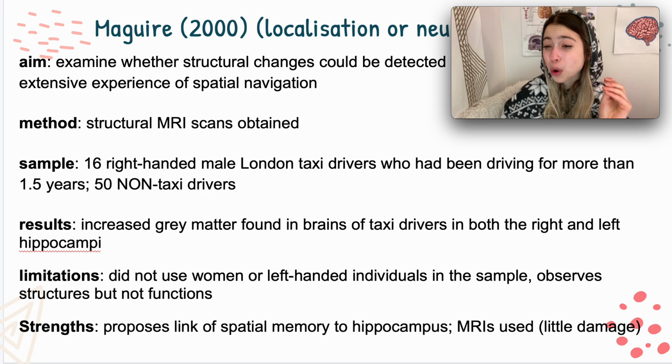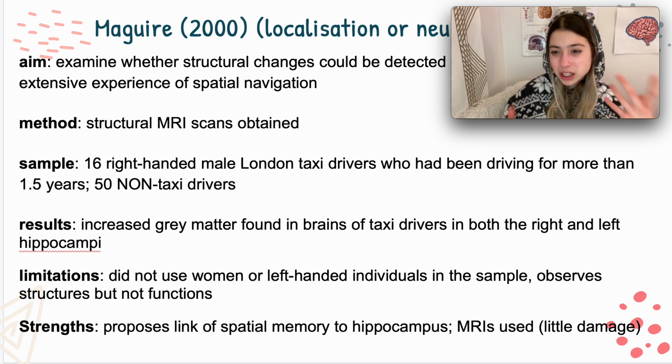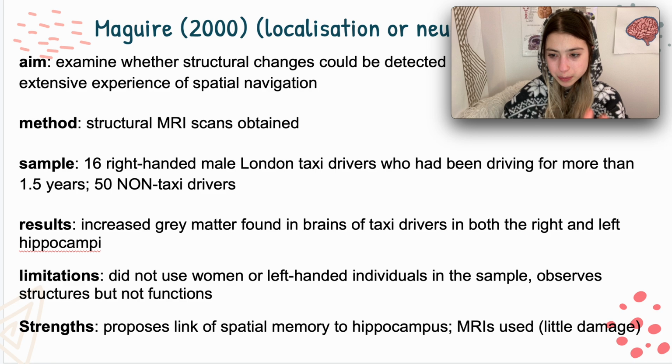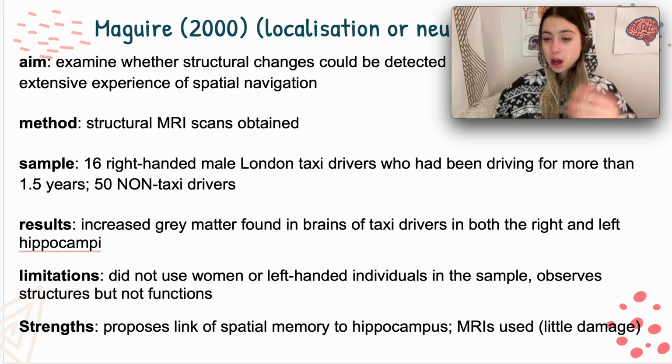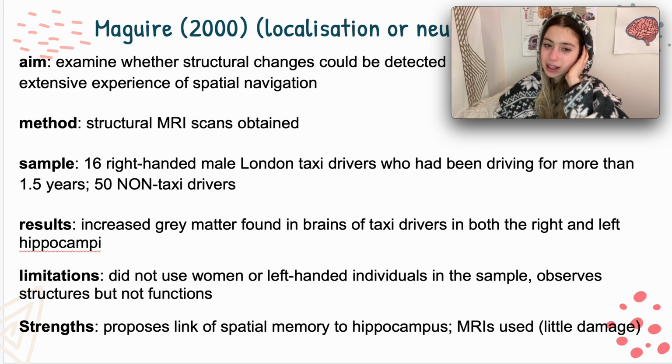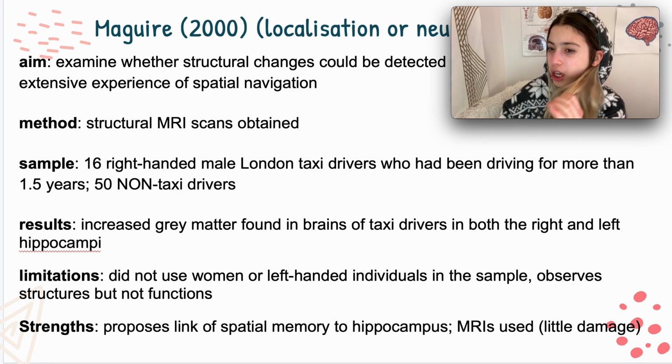I bet you there's so many London taxi drivers. So is 16 really a fair representation? It's not really, but that's beside the point. Also, this study observes structures, not necessarily functions as much. This is definitely a smaller limitation because you can kind of argue that it looked into the function a little bit, because it does suggest that function with the spatial navigation.